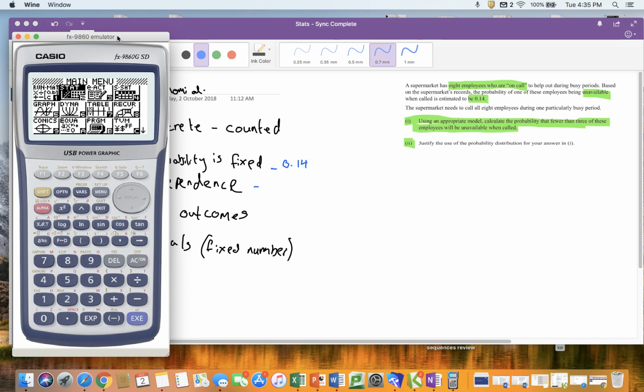Now, there might be some of you with a slightly newer version of this calculator than I've got. That's cool, because most of this is exactly the same. The menu system is roughly the same, even on the newer calculator. The only time that we might have a bit of a problem is if we start talking about inverse binomial. There's going to be a separate video about that.